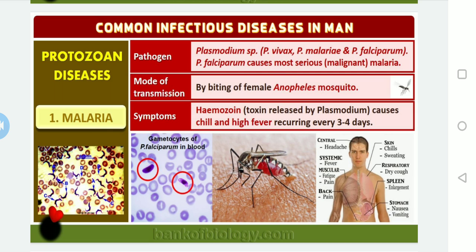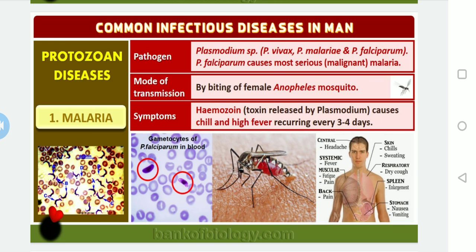Here is a very important point: why this disease is generally named malaria. Plasmodium malariae is the first pathogen that was identified as responsible for malarial fever, so that's why we generally call it malaria. But there are 4 species of the pathogens: Plasmodium vivax, Plasmodium malariae, Plasmodium ovale, and Plasmodium falciparum. These 4 species cause malaria in human beings.